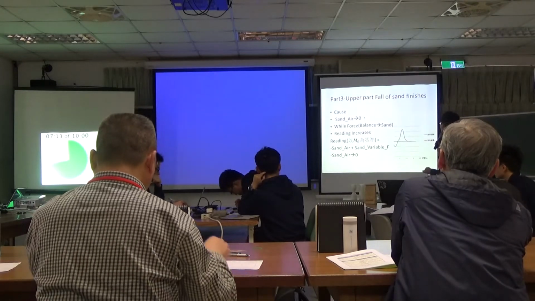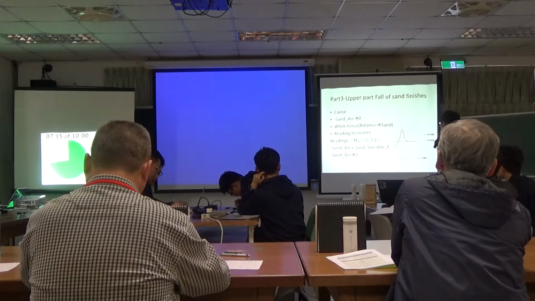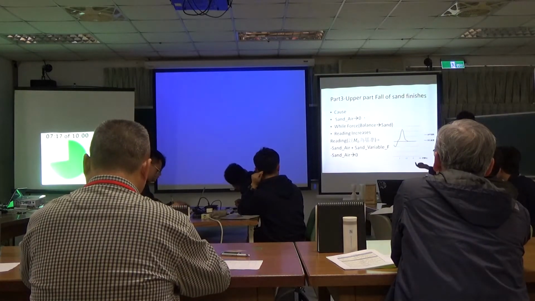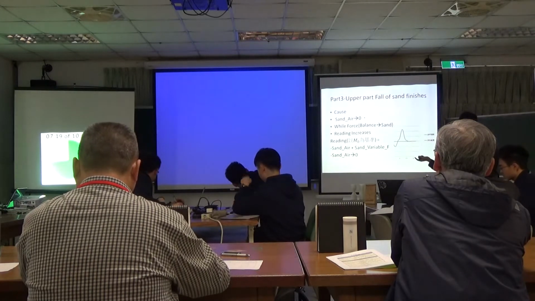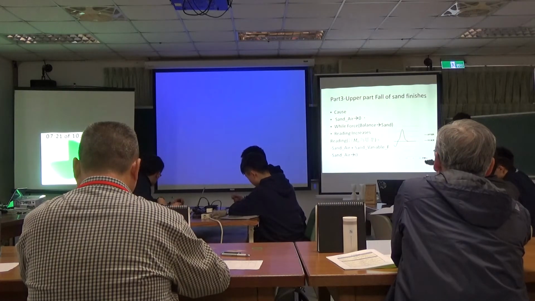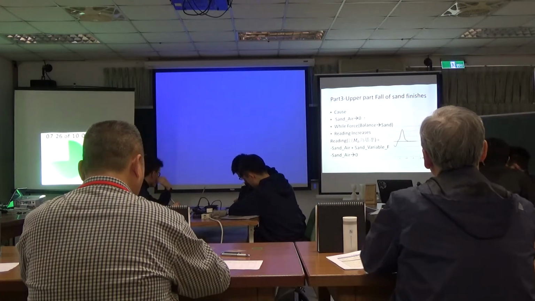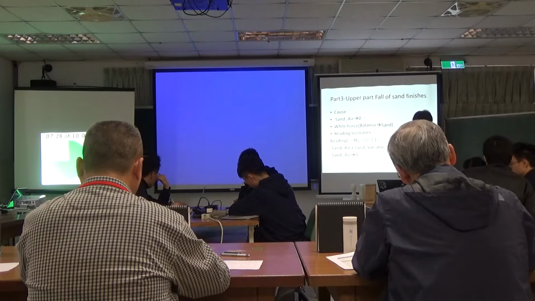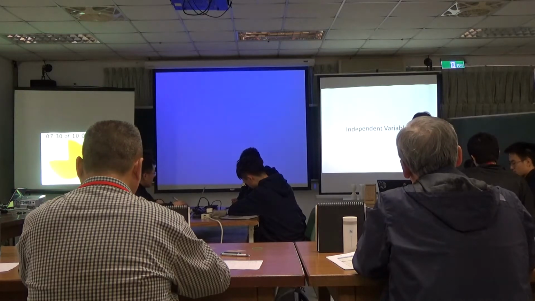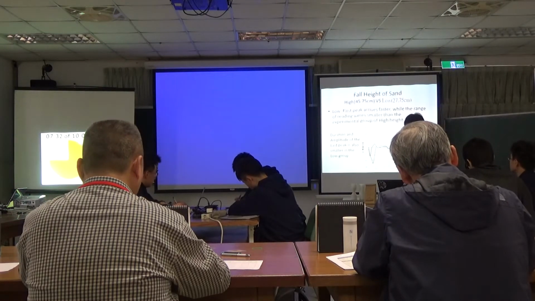And in part 3, the upper part fall of the sand finishes. So as sand air approaches zero, and also the balance to sand force increases, you can see that it gradually builds up and eventually goes down in part 3. And next are our independent variables.